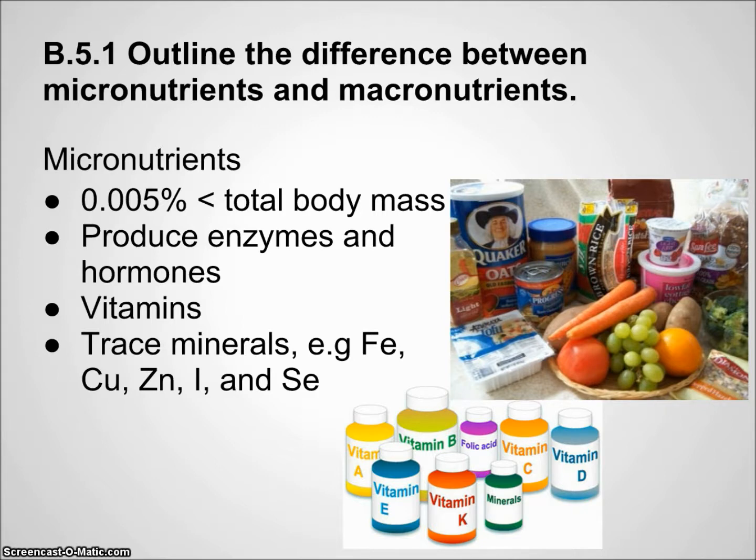Now, what exactly do micronutrients do in our bodies? Well, they are used to produce enzymes and hormones that help drive our bodies to do what we want them to do. Micronutrients are found in vitamins such as supplemental dietary pills, and they are also found in trace minerals such as iron, copper, zinc, iodine, and selenium.